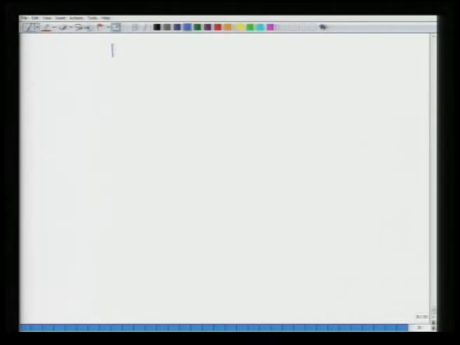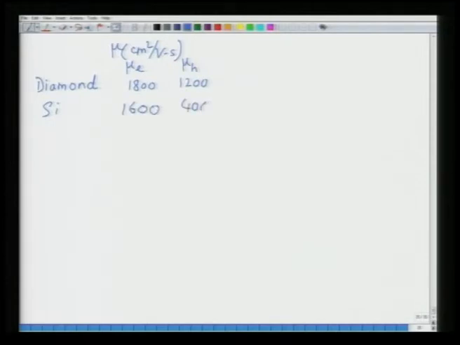So, mu here is in the units centimeter square per volt second. So, for example, for diamond, mu E and mu H, both electrons and holes, this is 1800 and this is 1200. So, diamond actually has very good mobility of electrons and holes, it is just that it has a very large band gap. As a result it is a very good insulator. Silicon on the other hand has about 1600 and 400. So, silicon has more mobile electrons as compared to holes. Germanium, which is also a very good semiconductor, 3800, 1800.